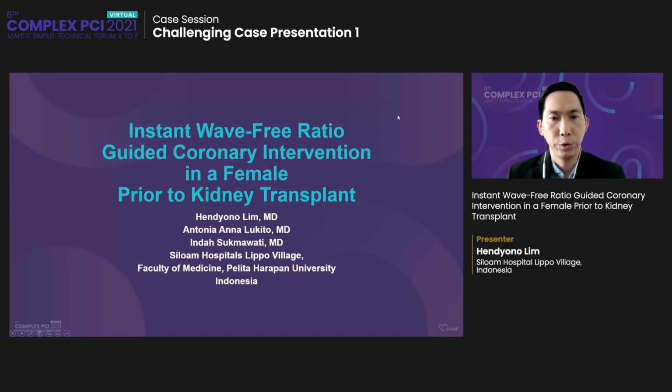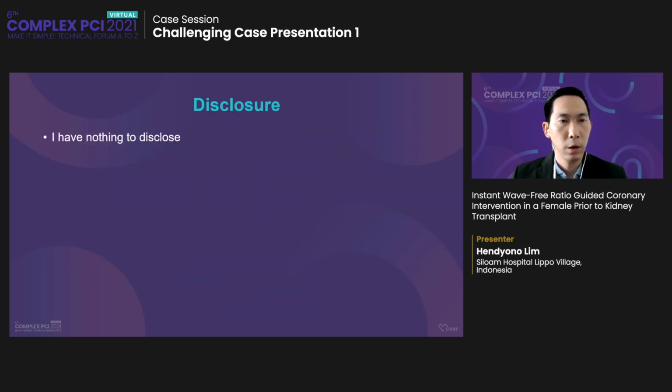Good afternoon. I'm Hendiono Lim from Indonesia with my coworkers from Siloam Hospital Lippo Village and Faculty of Medicine in Pelita Harapan University, Indonesia. Thank you for the opportunity. Let me share a simple case of instant wave-free ratio-guided coronary intervention in a female prior to kidney transplant. I have nothing to disclose.